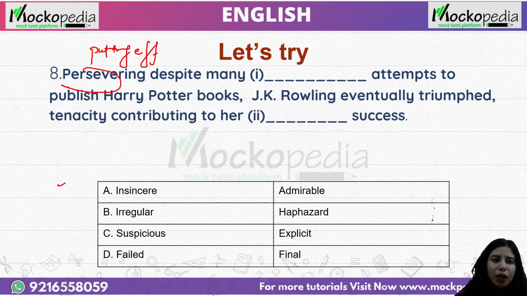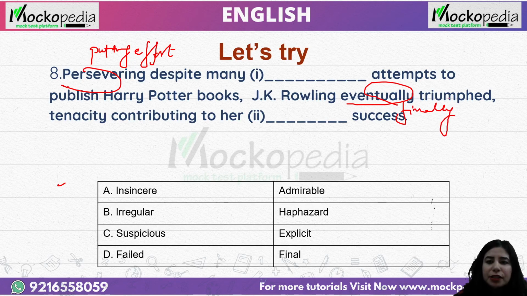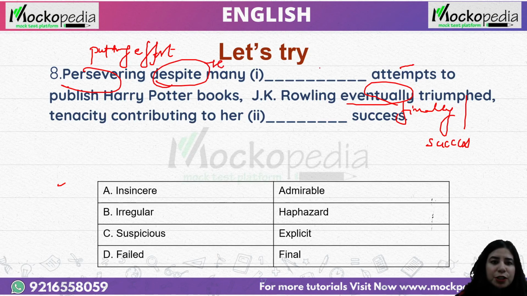So let's see. Persevering despite many dash attempts to publish Harry Potter books, J.K. Rowling eventually triumphed, tenacity contributing to her dash success. So, despite many what attempts, that she finally got success. Eventually means finally resulted. Triumphed is she became successful. Okay, triumph is success. That it finally succeeded. She became successful despite many. So can you see there's a transition despite, so there's a negative transition, so despite many failed attempts, right?